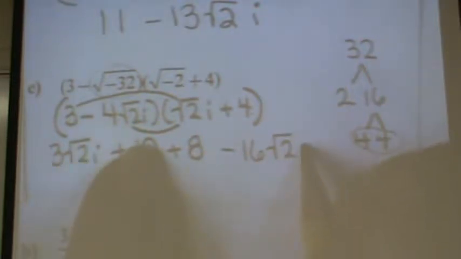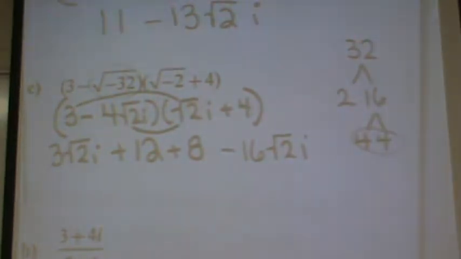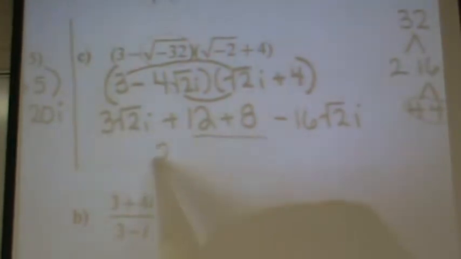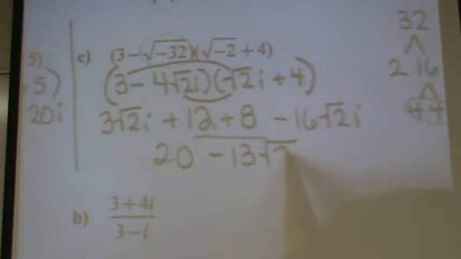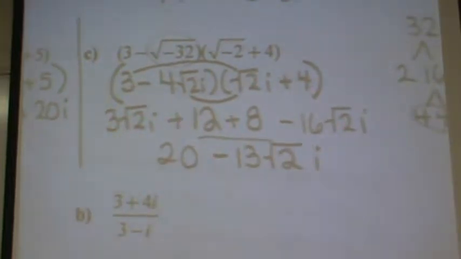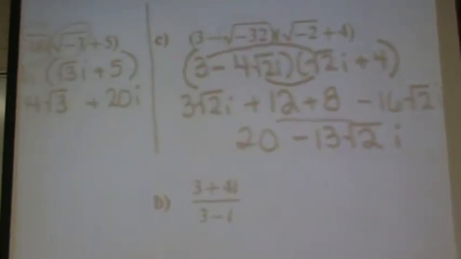Okay, and the last, what's negative 4 root 2i times 4? It's negative 16 root 2i. Now is there anything that we can add together? 12 and 8, what do you get? 20. And what about these two? Good? Yes or no? Straight. Okay. What's up with the 4i? We've got to get rid of this.